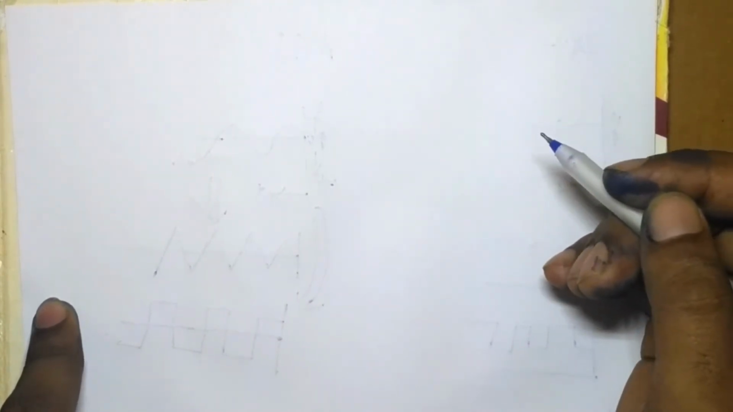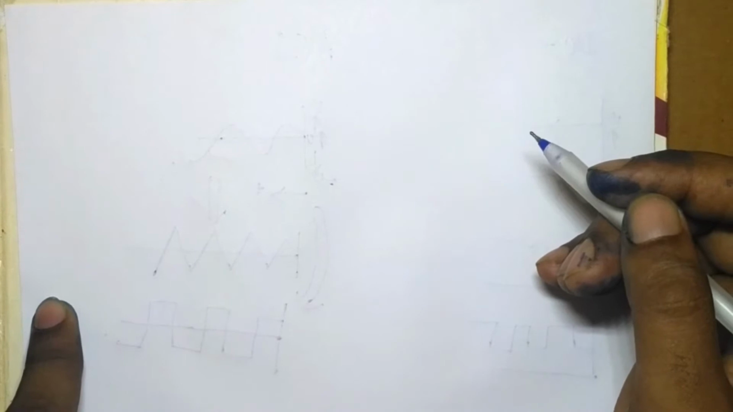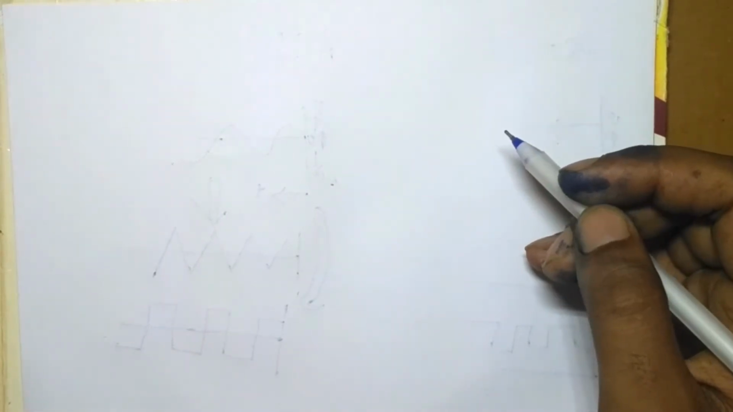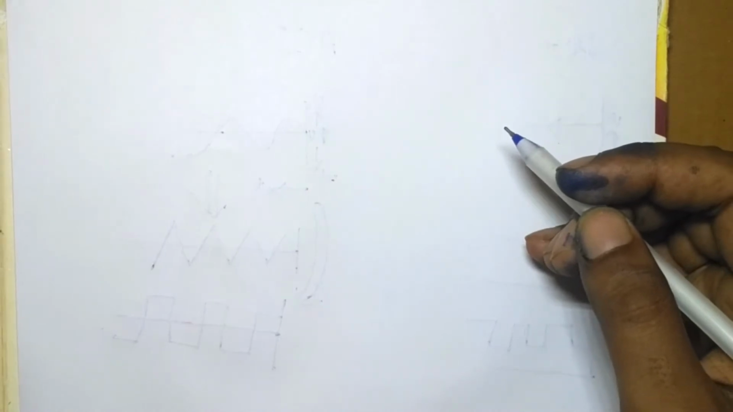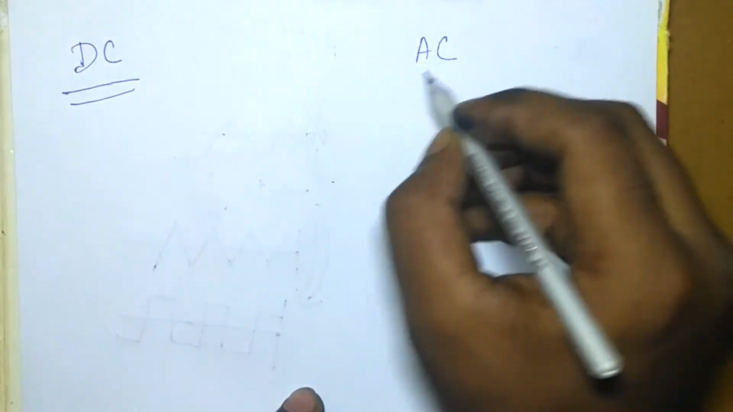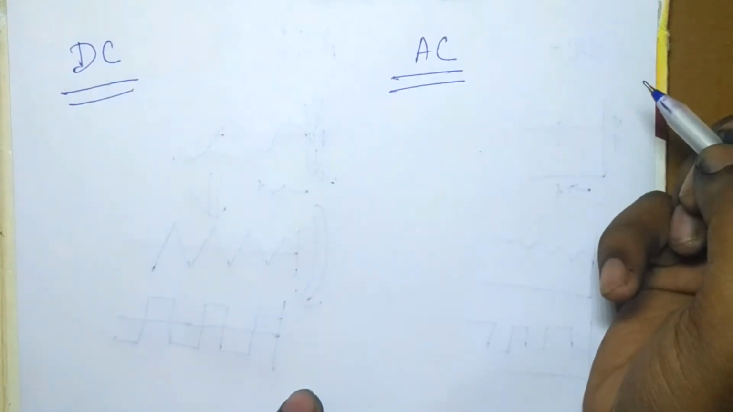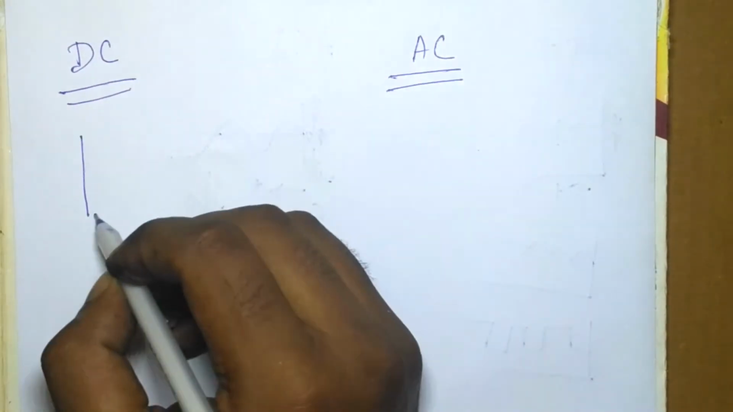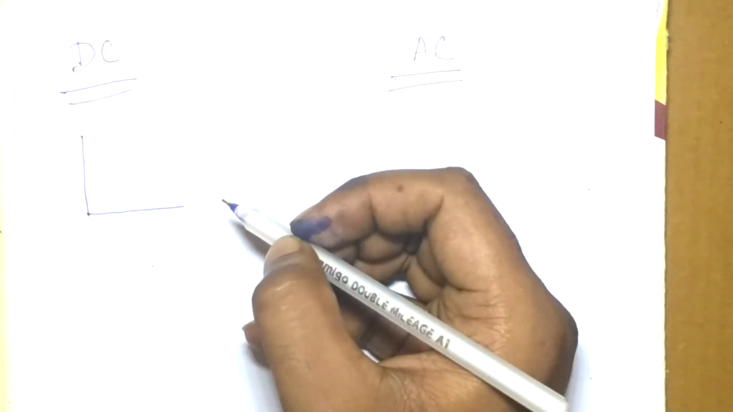Hello friends, in this tutorial we will be learning about AC. In our previous chapter we have already learned about DC. DC means direct current and the meaning of AC is alternating current. Now, how can we identify whether a current is DC or AC?